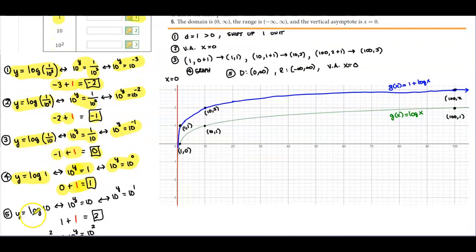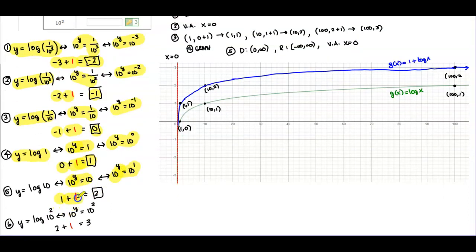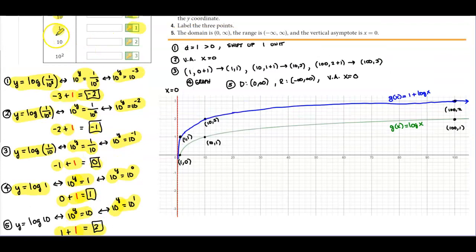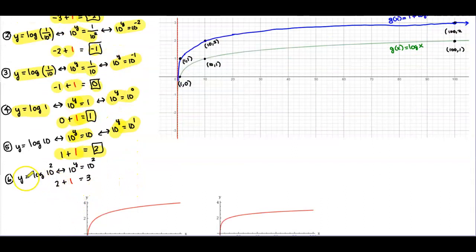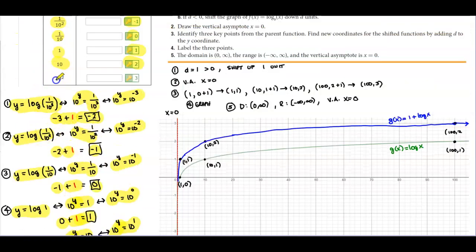Okay, next, we have y, which is equal to the log of 10. So we have 10 to the y, which is equal to 10, which is the same thing as 10 to the y, which is equal to 10 to the power of 1. So we get 1 as the exponent, and then again, we're going to add 1 to get our value of 2. Okay, and the last one here, we're plugging in 10 squared. So we have y, which is equal to the log of 10 squared. So that means that we have 10 to the y, which is equal to 10 squared. So the exponent is 2, and then adding 1 to that equals 3. So therefore, when the input is 10 squared, the output is 3.